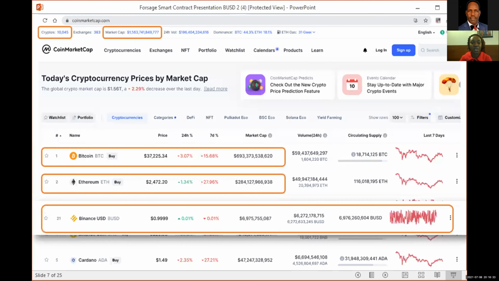Then, of course, if we're just to compare the GDPs of countries, what are cryptocurrencies' values combined, what can they do for our countries? I mean, it's a lot.